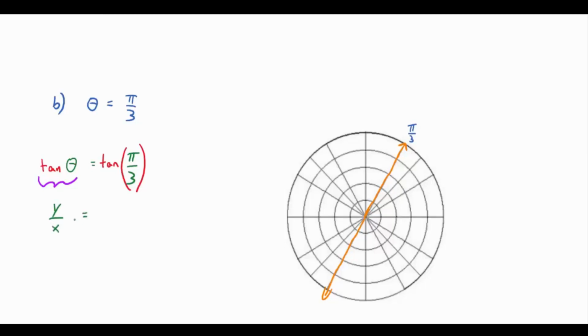And pi over 3 happens to be a nice angle. What's the tangent of pi thirds? Root 3, yeah. So you get y over x equals root 3, or even better, if you multiply both sides by x, y equals root 3 x, right? Not that you needed to convert it. The directions didn't say to, but it'll come up at some point in your math life. So that's how you do it. Take the tangent of both sides.